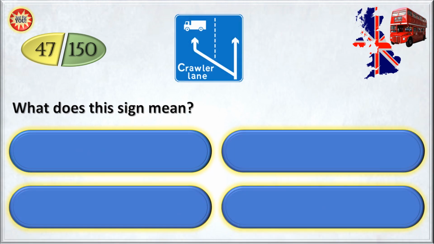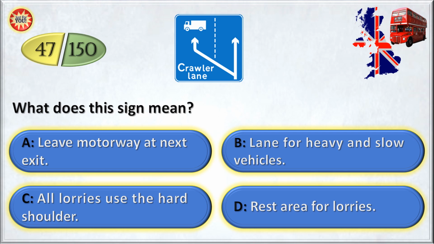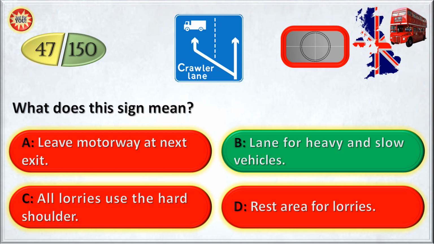What does this sign mean? Leave motorway at next exit. Lane for heavy and slow vehicles. All lorries use the hard shoulder. Rest area for lorries. Lane for heavy and slow vehicles.